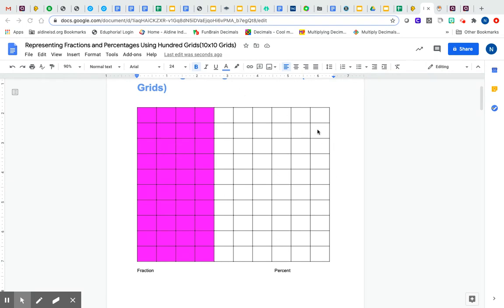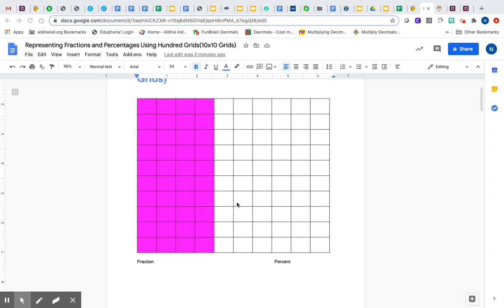There are 100 squares inside of our 100 grids. So if I decided I want to count all of these up, there's 100 in this illustration. And there's 10 squares in each column. So I have 1, 2, 3, 4, 5, 6, 7, 8, 9, 10. And there's going to be 10 in each column. And that's where we get our 100 grids because 10 times 10 is 100.